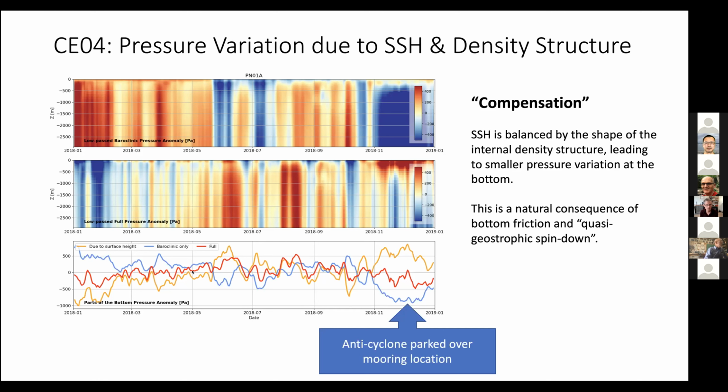The blue line is due to the density structure. The red is the full bottom pressure. And you see this thing that Alex and previous people had mentioned about compensation. That is, like here, the sea surface height is high, but it's essentially pushed up, but the density structure below it is pushed down, and the residual is somewhere in between them and a much smaller signal.